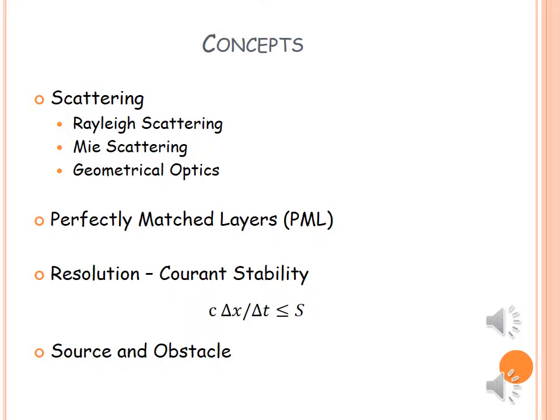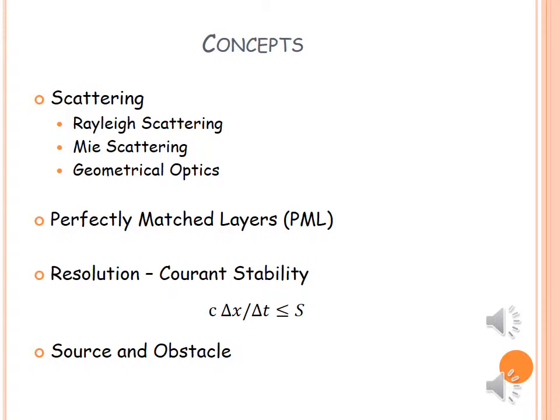Let us look at some of the concepts we'll be running through in this video. Firstly, there are three kinds of scattering: Rayleigh scattering, Mie scattering and geometrical optics. Secondly, we have used perfectly matched layers for our simulation purposes, since we can't simulate an infinite computational domain, and truncating a finite computational domain generates unphysical and numerical reflections from the borders.